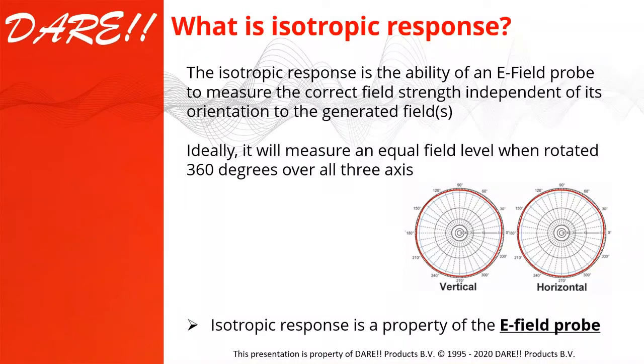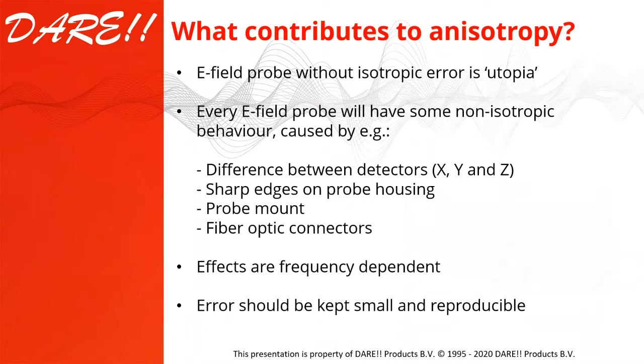And you have to understand that isotropic response is a property of the field probe itself. So only the field probe electronics will define how the isotropic performance will be. If I ask the question, what contributes to anisotropy? You can define that a field probe without any error is impossible. Every field probe will have an isotropic error. So every field probe will have some parameters that will contribute to the uncertainty, the isotropic error.